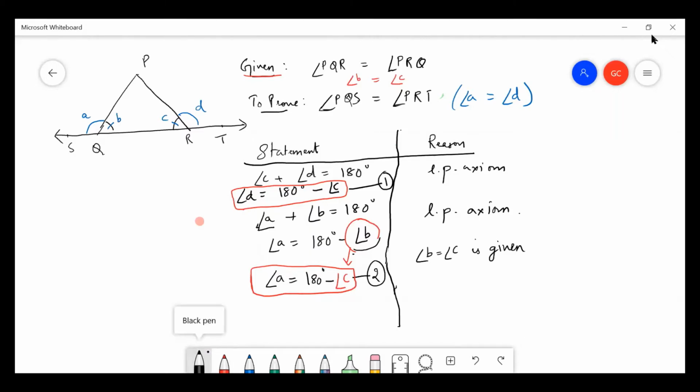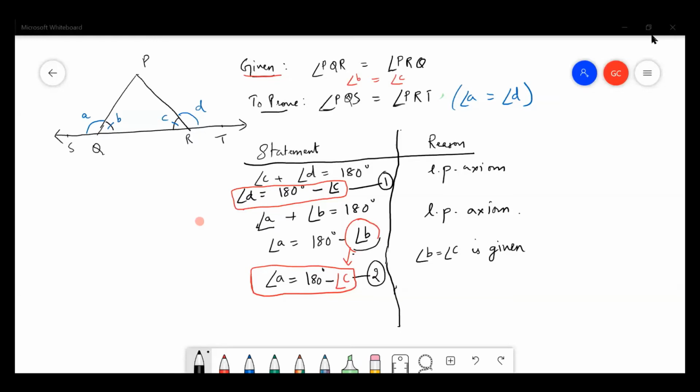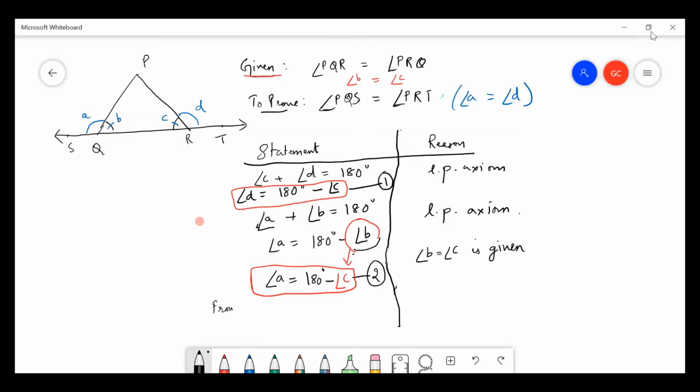Yes, Deepak, you want to say how do I write this now? How will I write this thing? Mansa, you're correct. Yes, Deepak. So from equation 1 and 2, we can say that angle A is equal to angle D. That's all, guys, nothing more to do.